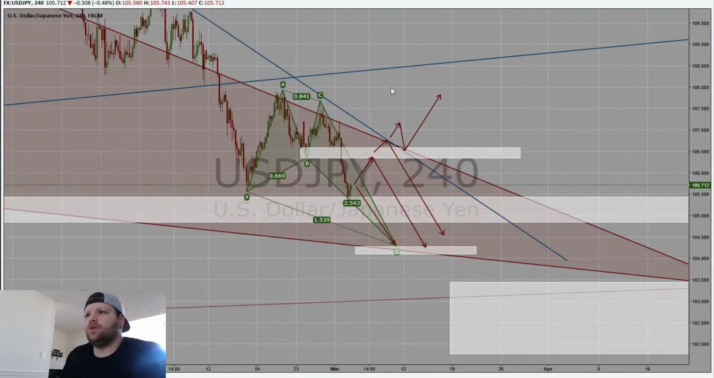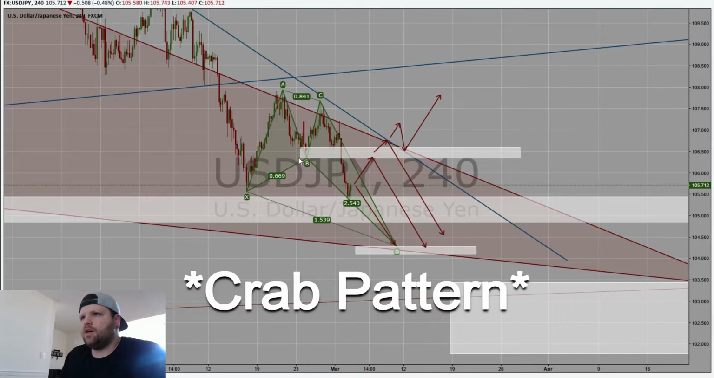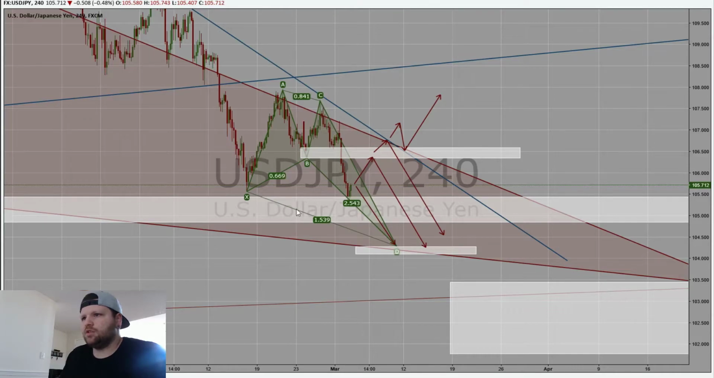pattern. Going down to the 4-hour time frame, you'll notice that I added a bat pattern. I apologize for not having that labeled, but there is a bat pattern on the 4-hour time frame that completes below where this zone is. This is the same zone that was on the weekly time frame.